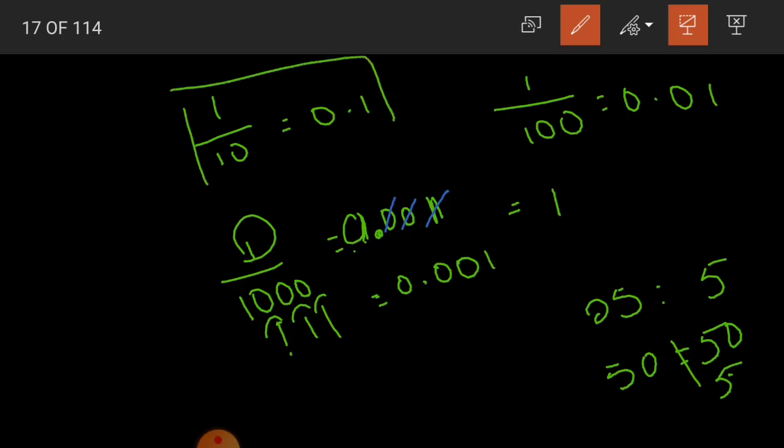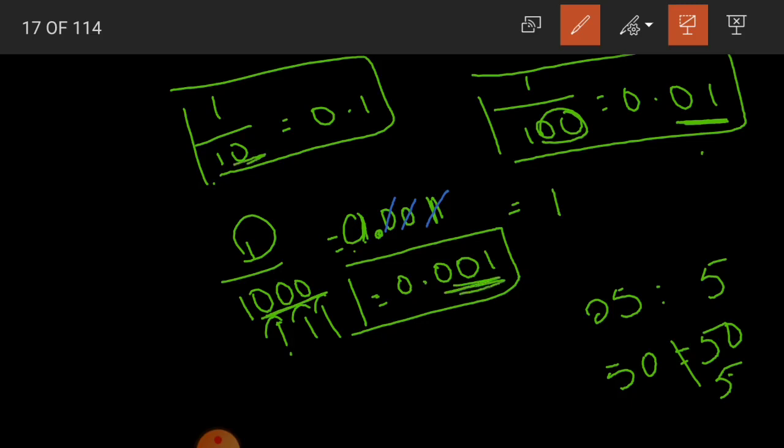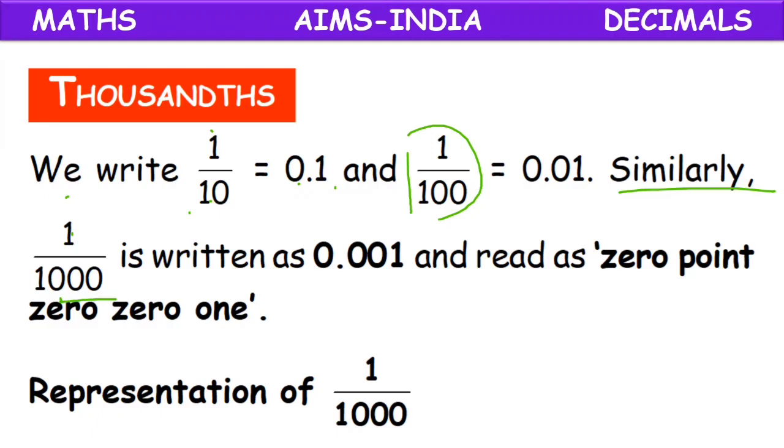1 by 10 is equal to 0.1. 1 by 100 is equal to 0.01 and 1 by 1000 is equal to 0.001. The number of zeros in the denominator determine the number of decimal places. Yes, here 1000 is having 3 zeros, so we are having 3 decimal places. 10 has 1 zero, so 1 decimal place. 100 has 2 zeros, so 2 decimal places.